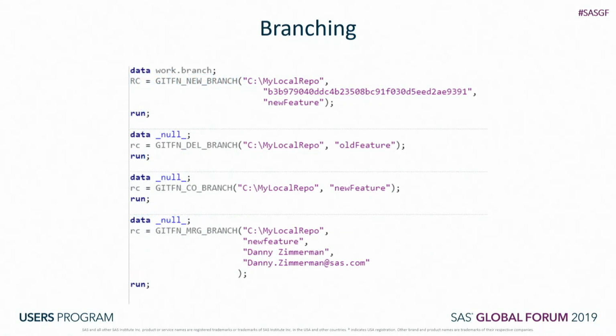Let's take a look at some code. So the new branch function, like I said, requires a commit ID. You need to pass in the local repository path, the commit ID, and then the name of the branch. Delete branch, you just give it the local repository path and the branch name, and it will delete it. Checkout branch, same thing as delete branch. And then the merge branch function has 2 extra parameters, the author name and author email, in case the merge ends up in a merge commit. So you can know who did the merge.